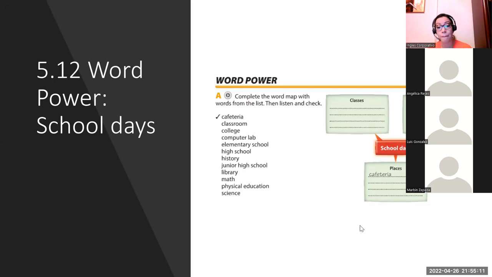Classroom. Computer lab. Library. And cafeteria. Excellent. Yes, you mentioned all of them. Excellent job. Thank you so much.